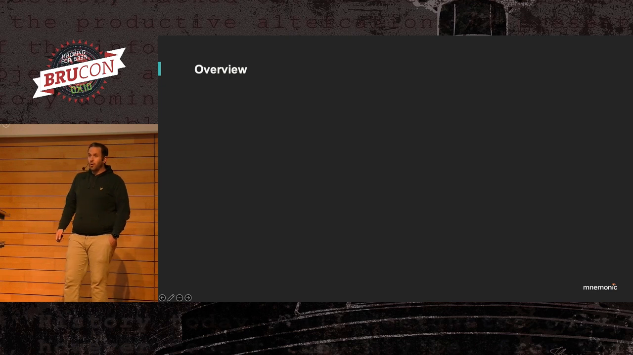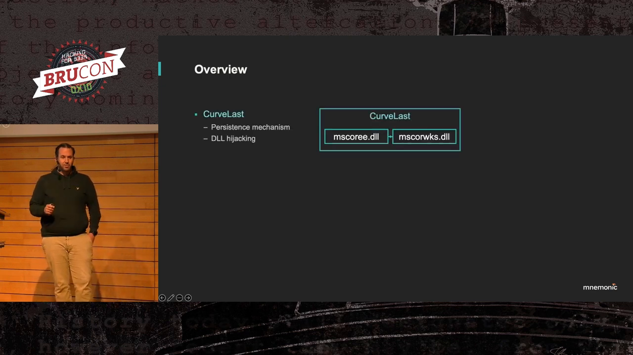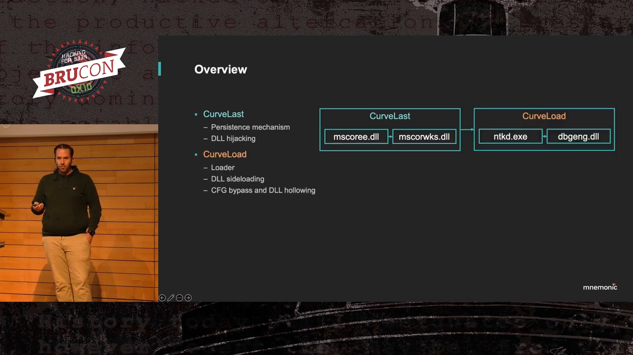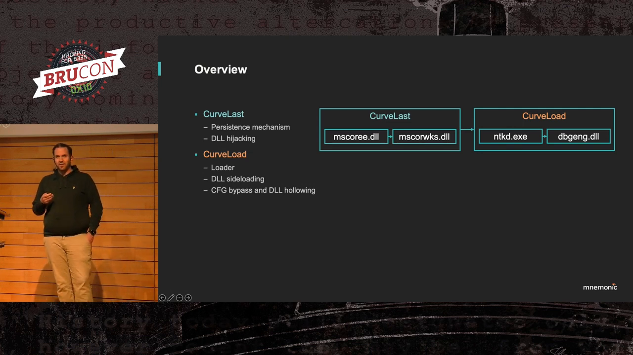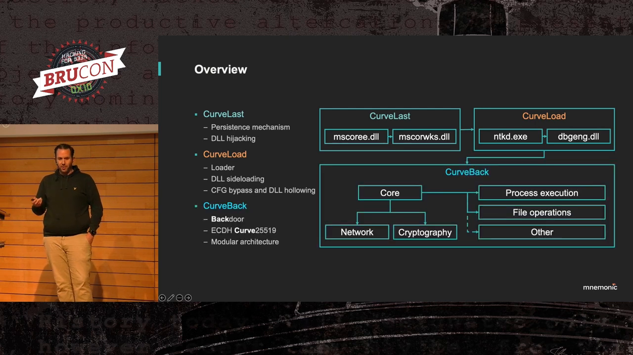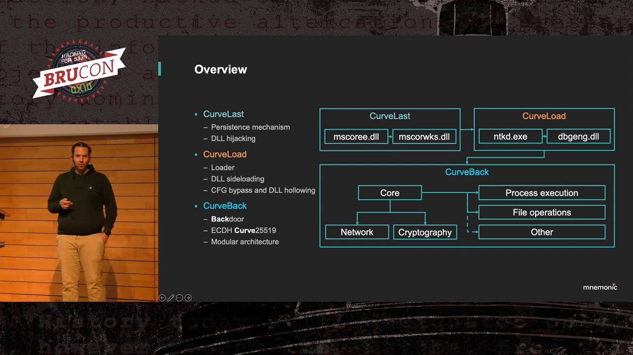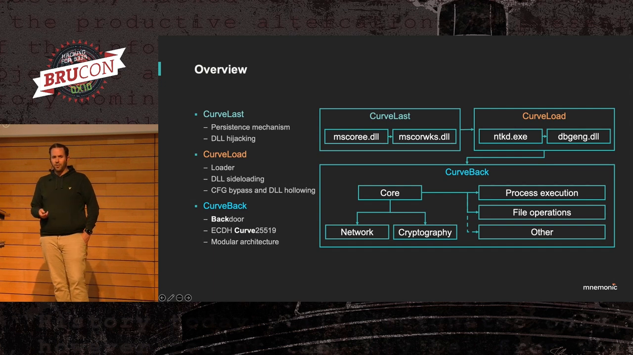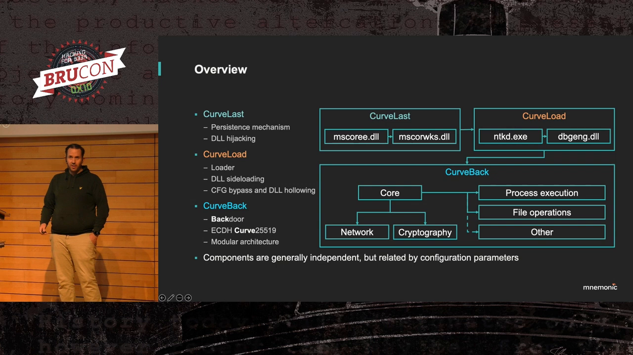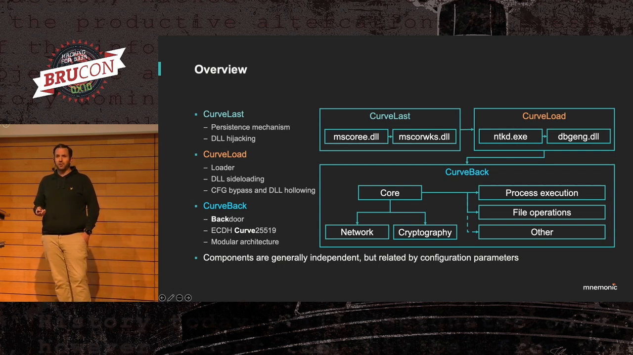So an overview of the components of the backdoor. We start with the persistence mechanism, which is responsible for keeping the malware persistent on the system and surviving reboots and stuff like that, and which is responsible for executing the loader, which we have named CurveLoad, which is utilizing delayed sideloading and facilitating and decrypting the actual backdoor, which we named CurveBack. This is a modular backdoor, which uses Curve25519 for key negotiation. That's why we called it CurveBack. And CurveLoad and CurveLast are just derived from the name CurveBack we gave it. And all these components are generally independent, but related to each other by their configuration.